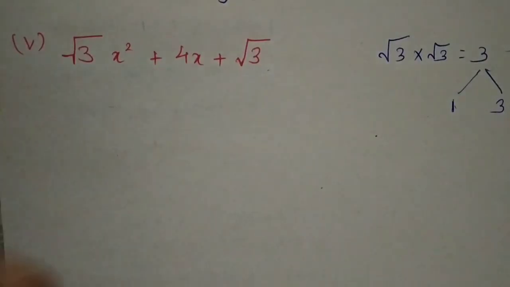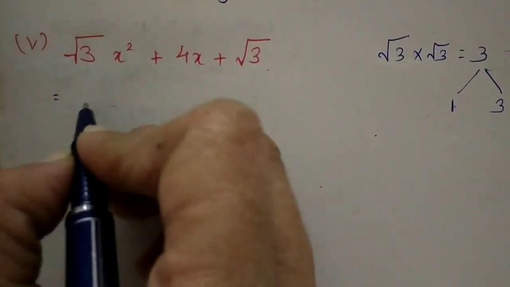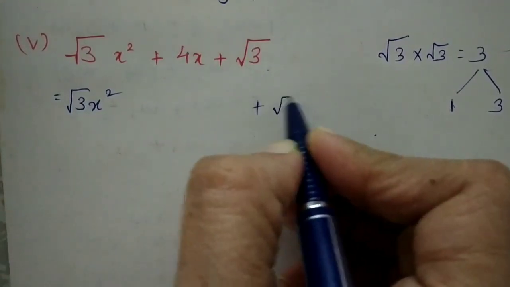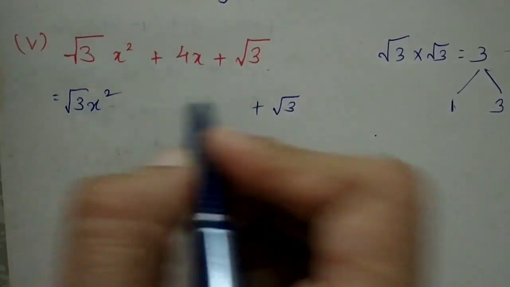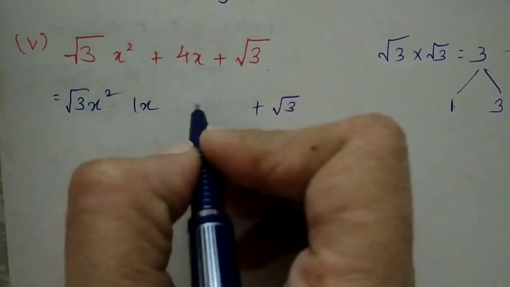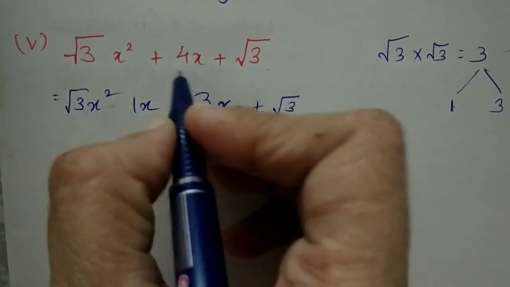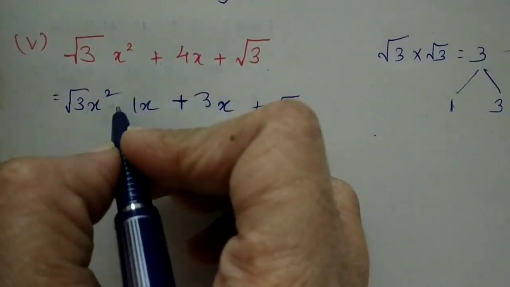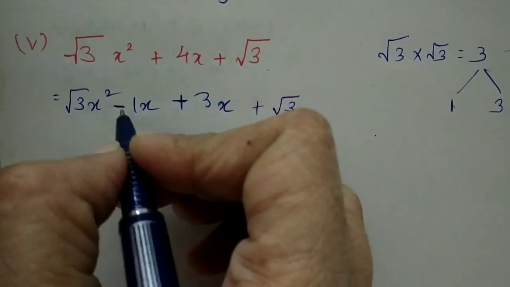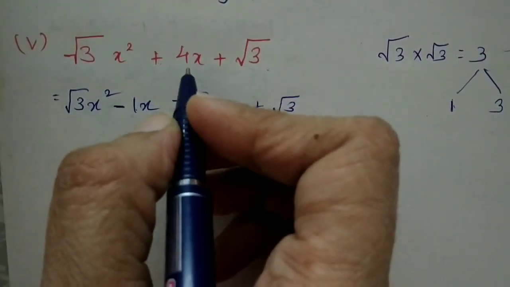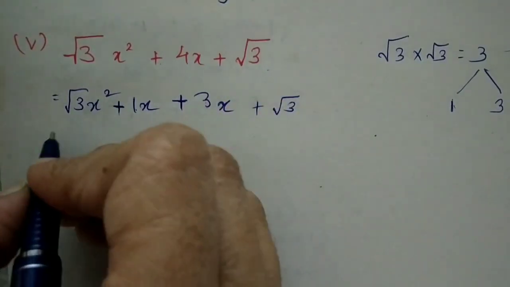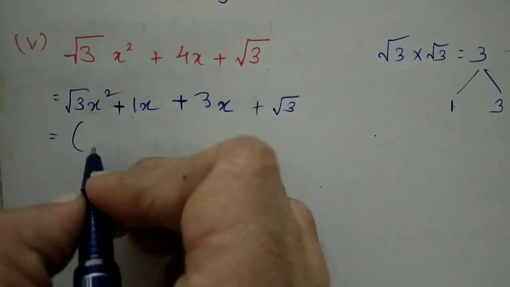So let me write down here root 3x square and this plus root 3 here. Instead of 4x, what will I write? 1x and 3x. Then put this sign to the bigger number. So plus 3x. And minus will come here. If I put minus, 3 minus 1 will be 2. I don't want 2 here. I want 4. So 3 plus 1 will be 4. Now make the groups in the next step.